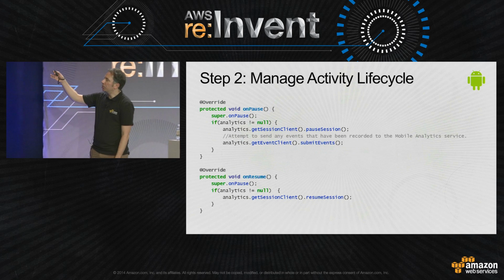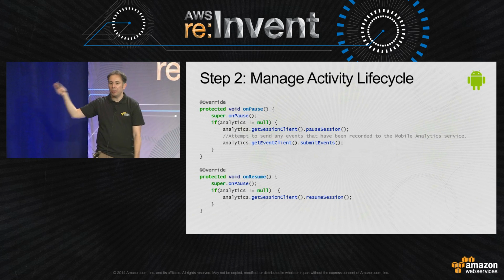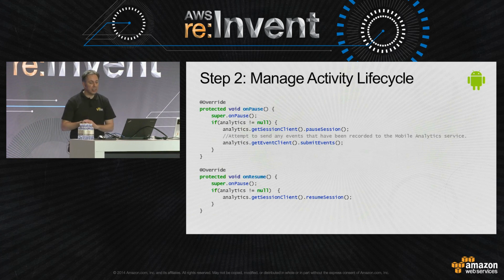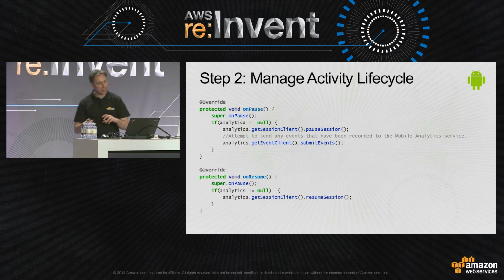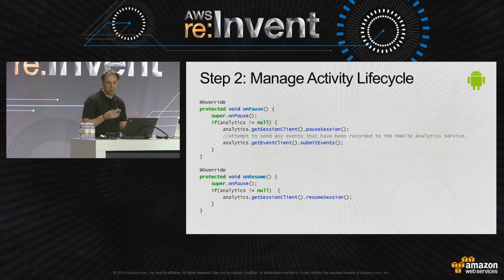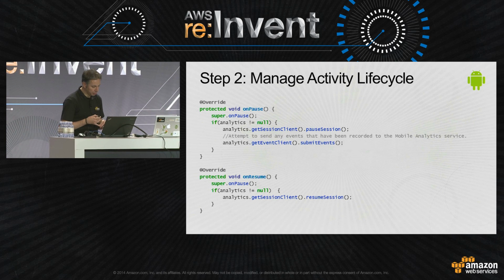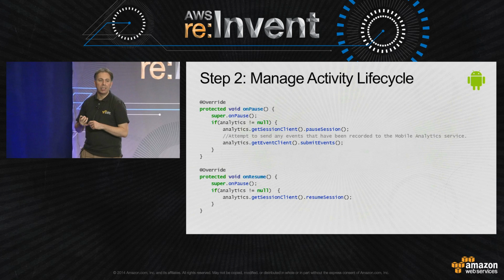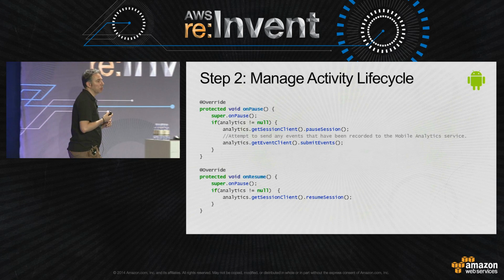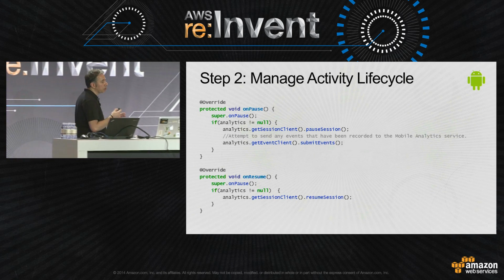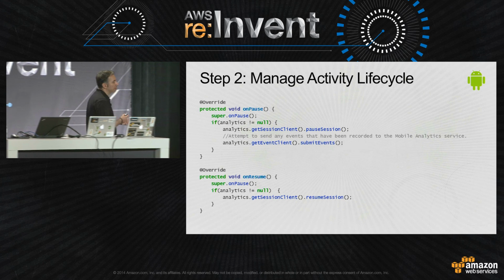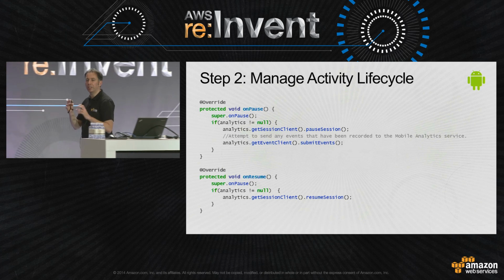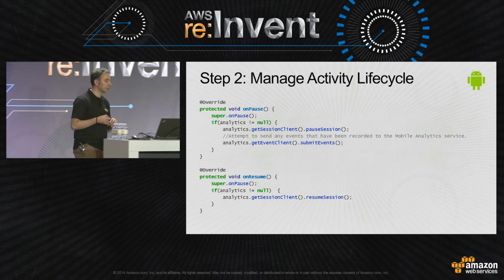Then you have to put into the on pause and on resume, that was on create, of course, of your activities, this code to pause the session and start the session again based on what your users are doing. As you see, there is a submit events call. That's when the client will send the events to mobile analytics to be collected. And what we do, we will analyze and present the data in less than 60 minutes. So in less than 60 minutes, the data from all your users will be in the dashboard for mobile analytics.